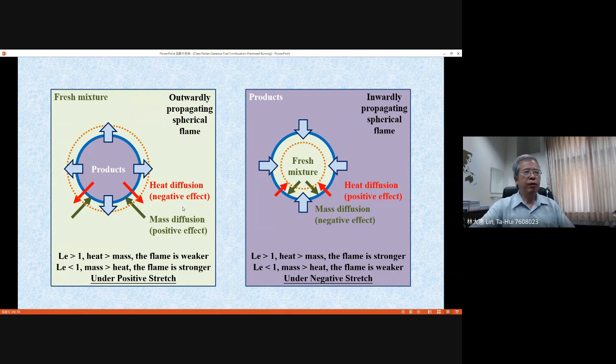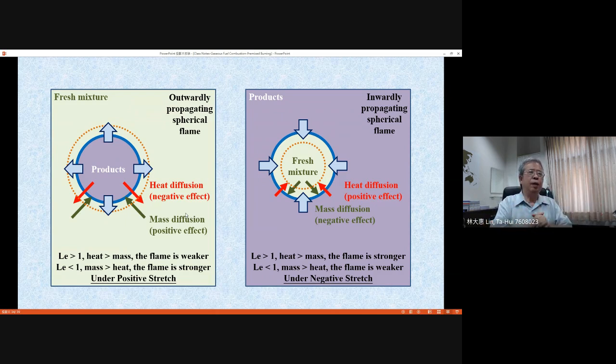However, the mass diffusion will diffuse from the free stream, the fresh mixture, to the flame zone. That means, identified by red arrows, this is the direction of mass diffusion. Mass diffusion will give you the mass from the large surface to be concentrated to a small region. That means the concentration of a given unit volume will be increased. Okay, this is a positive effect.